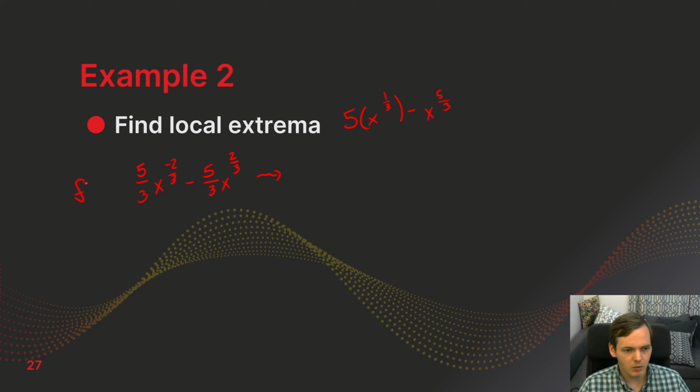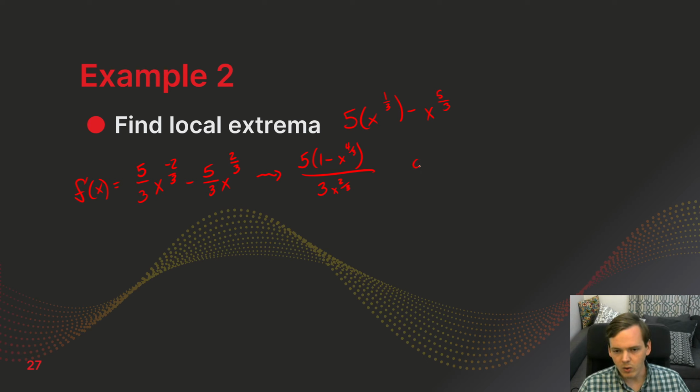I'm not going to worry about going through all the algebra, but you can write this in the form of 5 times (1 minus x to the 4/3) over 3x to the 2/3. So you combine that and factor and various other things, you get this.